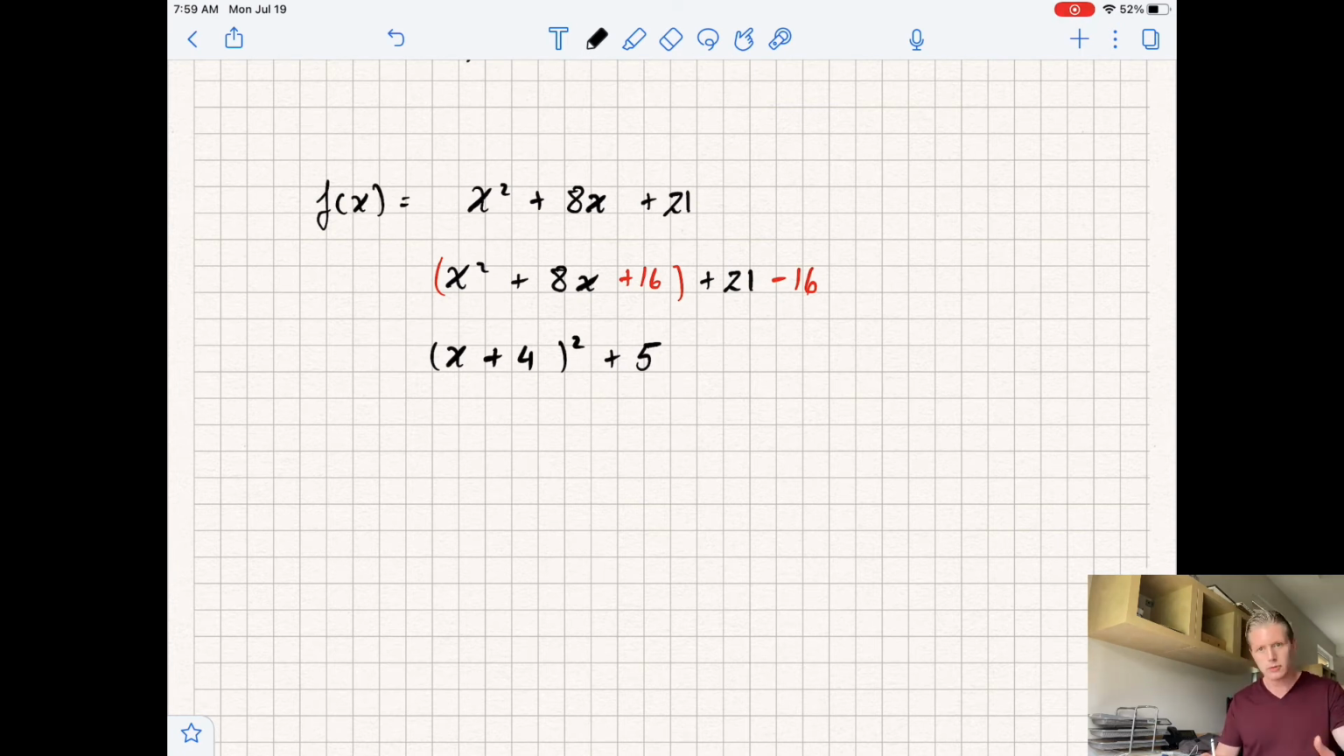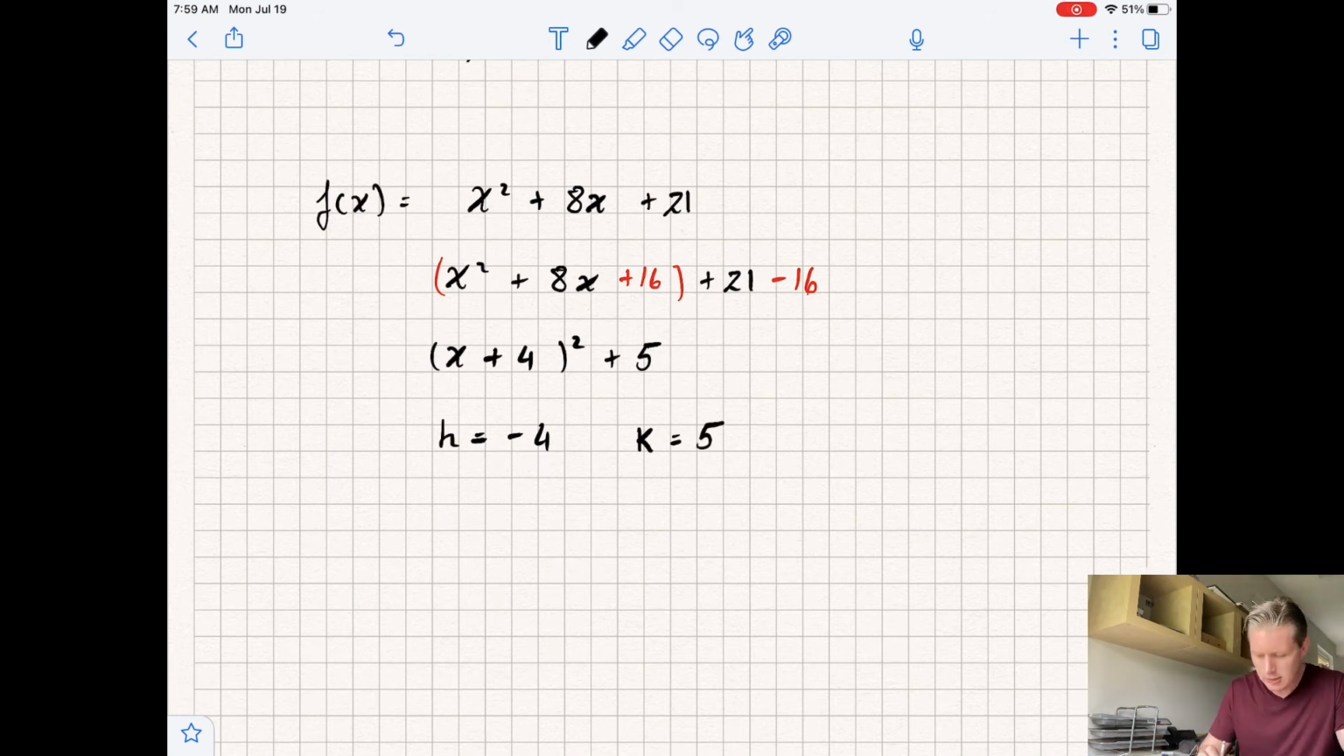My a, my coefficient at the front, is simply 1 again. My h, well, in the form that I want, it's x minus h. Here I have x plus 4. So that x plus 4 can be thought of as x minus negative 4. And so my h is negative 4. And my k, well, that's just whatever number I have tagged on at the end. In this case, that's 5.